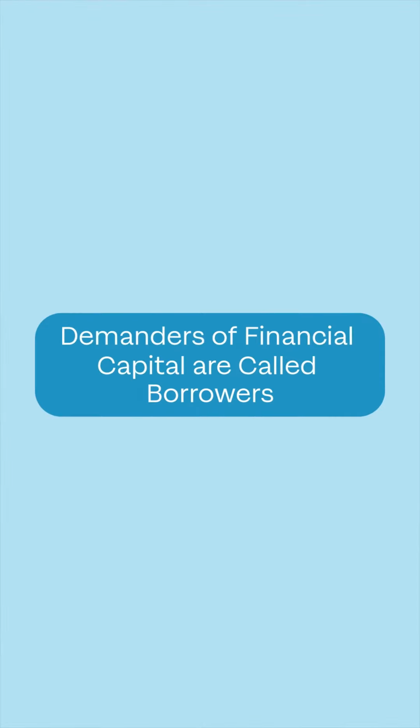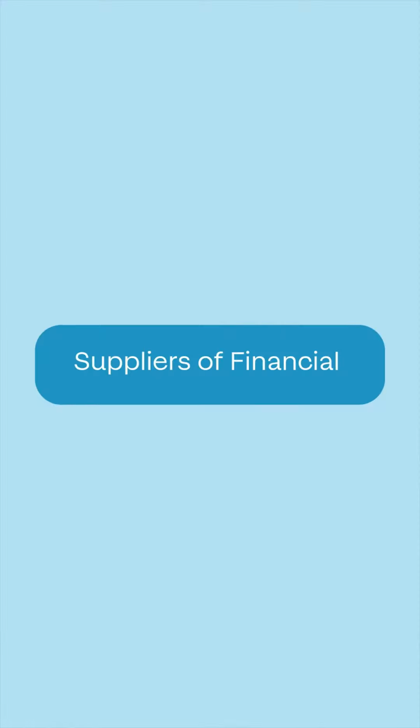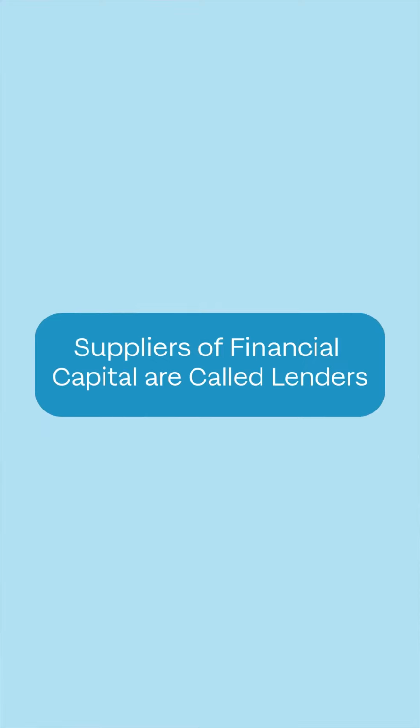To fulfill your need for financial capital, you request a loan from the bank. This makes you the demander of financial capital, also known as the borrower. When the bank approves your loan request, it becomes the supplier of financial capital, also known as the lender. In effect, the bank is using its own savings to invest in your need for financial capital, with the promise of a return on their investment.